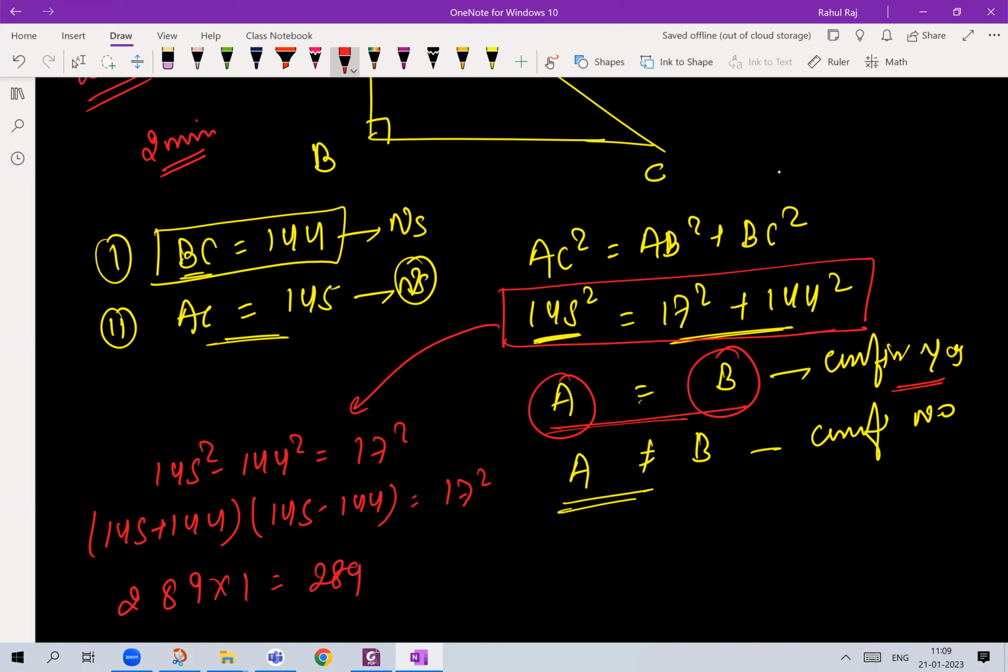And then you will say the answer is confirm yes, but that was not required at all. Because this value can be either equal to 17 square plus 144 square, or it may not be equal to. So if it is equal to, it's a confirm yes answer. If it is not equal to, it's a confirm no answer. In both the cases, you are getting the answer. Agreed? Any doubt, anybody?